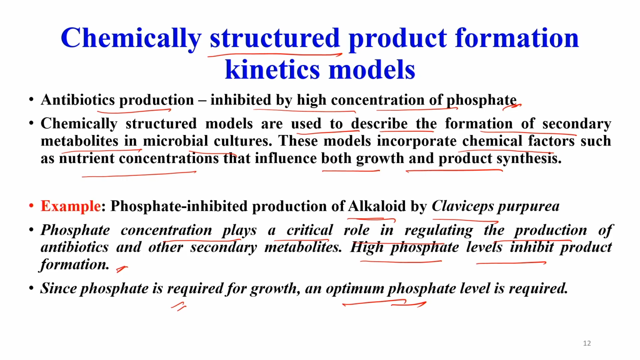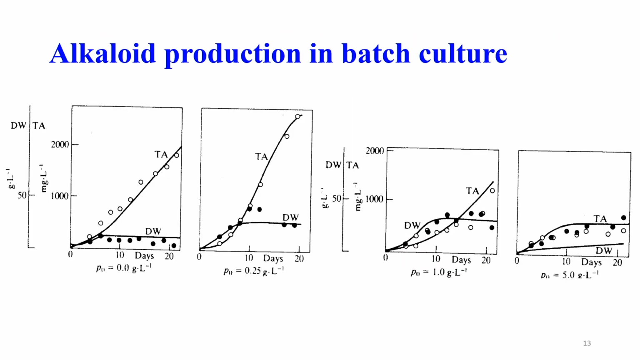To see how we can model this kinetic data, first let us see the experimental data. All the points are the experimental data. We are presenting 4 different initial phosphate concentrations: no phosphate, 0.25, 1 gram per liter and 5 gram per liter. TA means total alkaloid, which is the secondary metabolite. Let us compare figures A, 1 and 2.